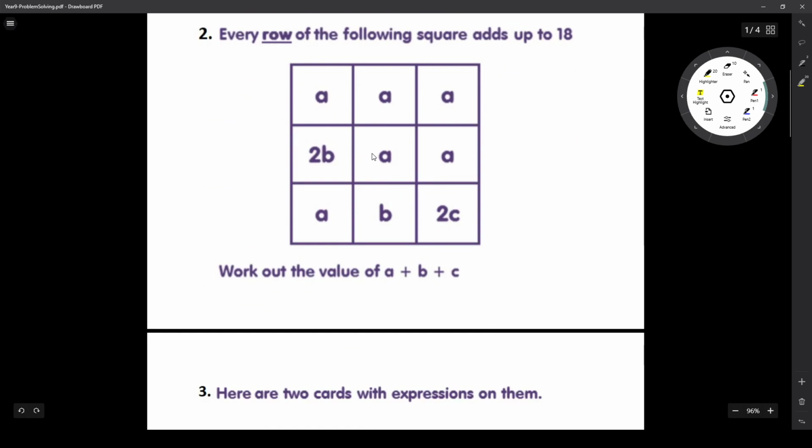Okay, number 2 says every row of the following square adds up to 18. So a row is a horizontal row like this. The vertical ones are called columns. So what this tells us then is the top row, 3a, equals 18. So a must be 6.